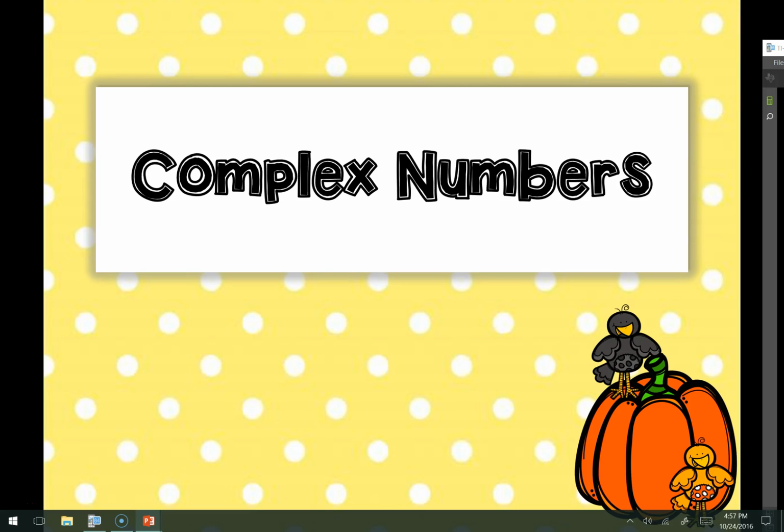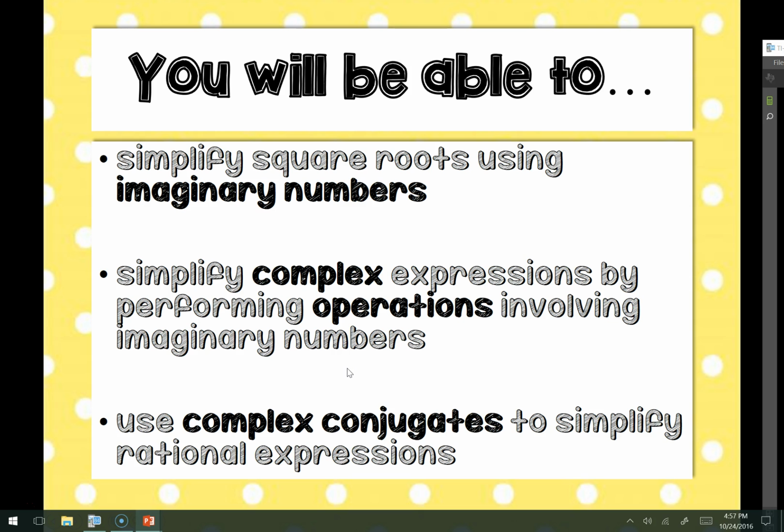In this video, we are going to explore complex numbers, and that means today that we are going to be simplifying square roots that use imaginary numbers. We are going to simplify complex expressions by performing operations with the imaginary numbers, and we're going to use conjugates again today, but this time they're going to be complex conjugates, meaning they have imaginary numbers in them.